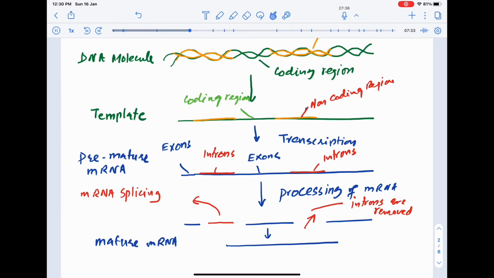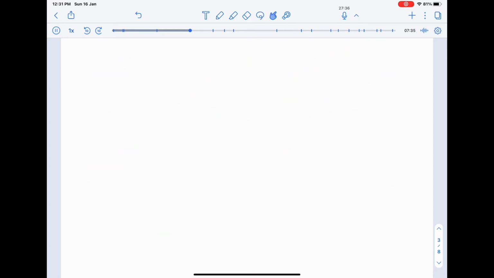Mature mRNA has a complete coding sequence of nucleotides on it, which is copied from DNA by a process called transcription, and it comes out of the nucleus and into the cytoplasm in eukaryotic cells, where the ribosomes bind on it and translate to make proteins.